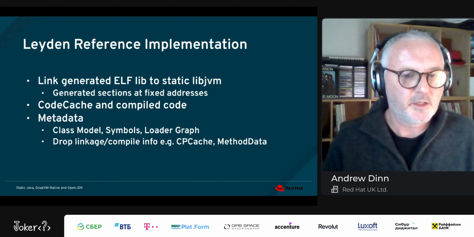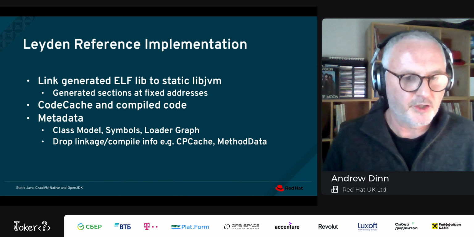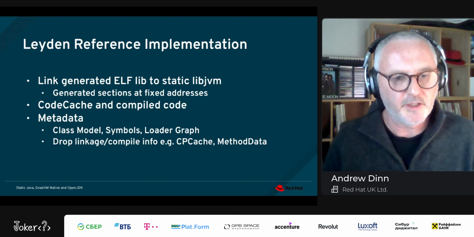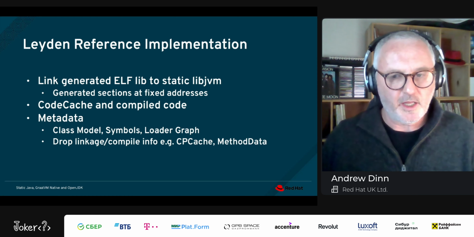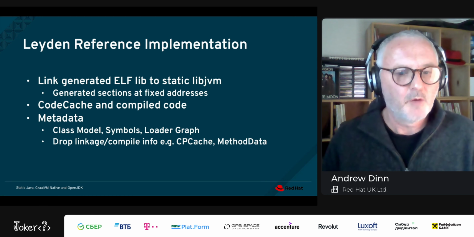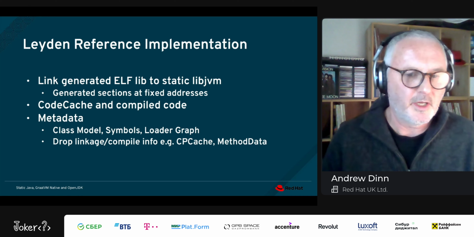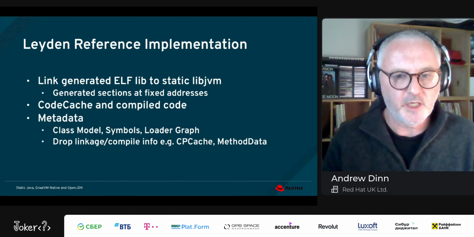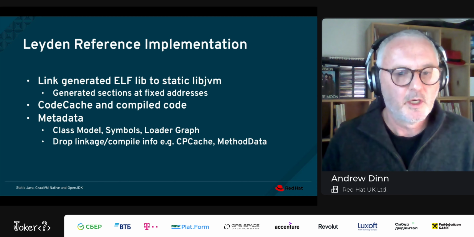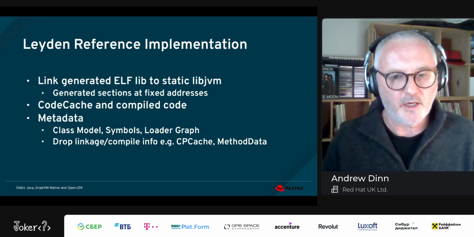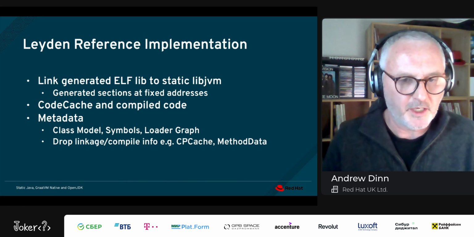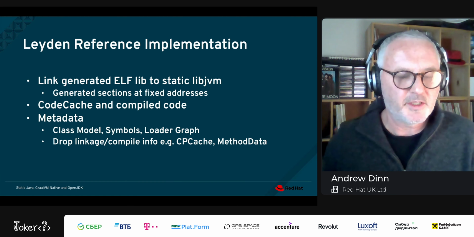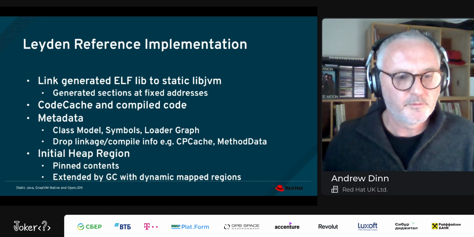The metadata section would have all the class information. It would have the symbol tables and dictionaries, the loader graph that identifies the class loader relationships between all the classes. We wouldn't need to have things that are relevant to linkage or to compilation. So the constant pool cache, for example, which is the interpreter's link resolver scratchpad, and the method data object that keeps track of de-optimization information and speculative compilation information. We could cut some of that out of the metadata model, but it would mostly be the same model.